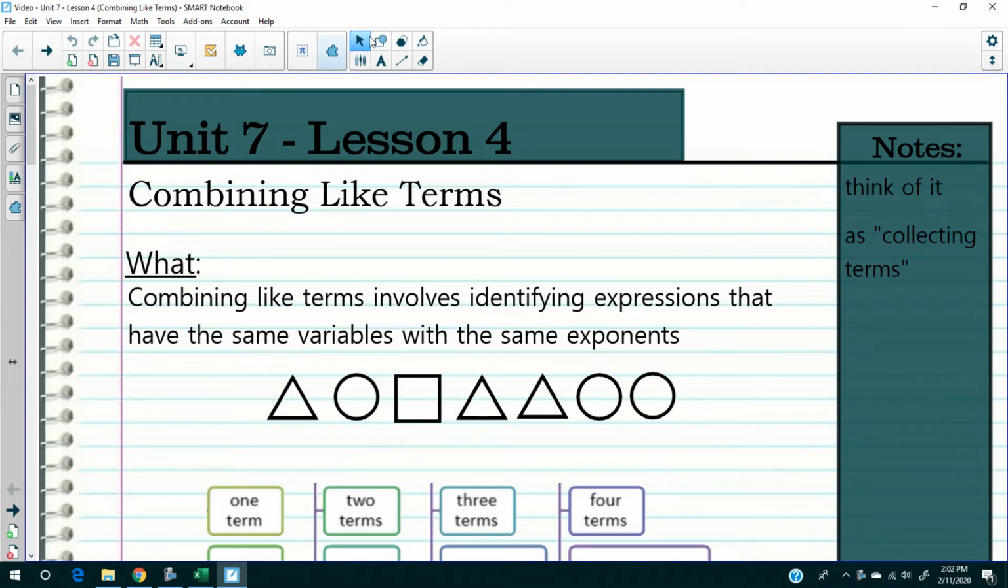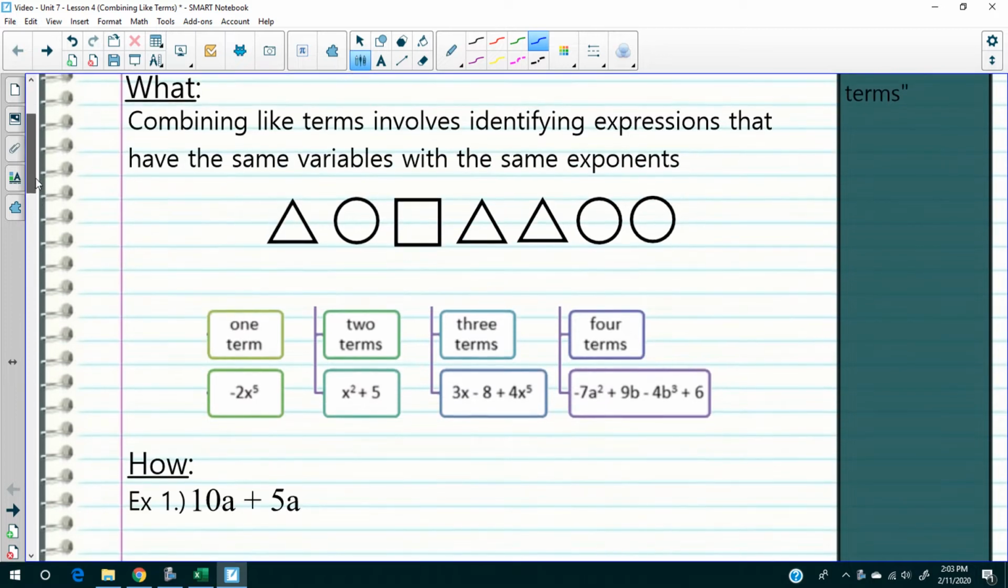Okay, so what are we talking about here? Unit 7, Lesson 4, combining like terms. Now, I think you all know what combining means. So this is the question: what are like terms? So what are like terms?